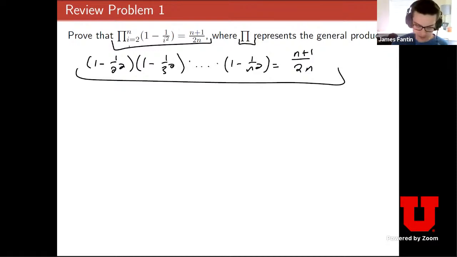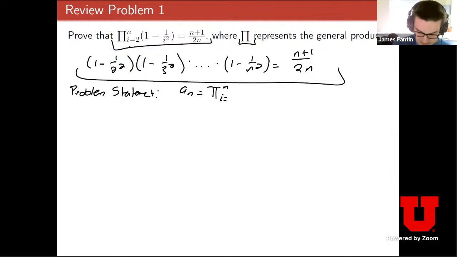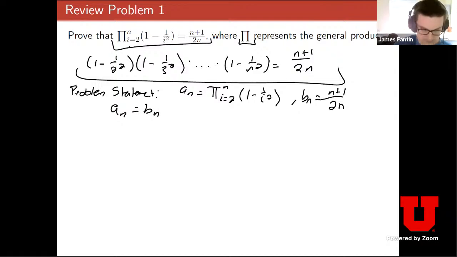So we've got an induction problem. How do we start an induction problem? Well, we start with some problem statement. So let's do the trick where we let A sub n be the expression on the left, so that's just the general product. And then B sub n is equal to n plus 1 over 2n. And then our problem statement is we want to prove that A sub n is equal to B sub n. So now we go to the base case. What's the base case for this problem?